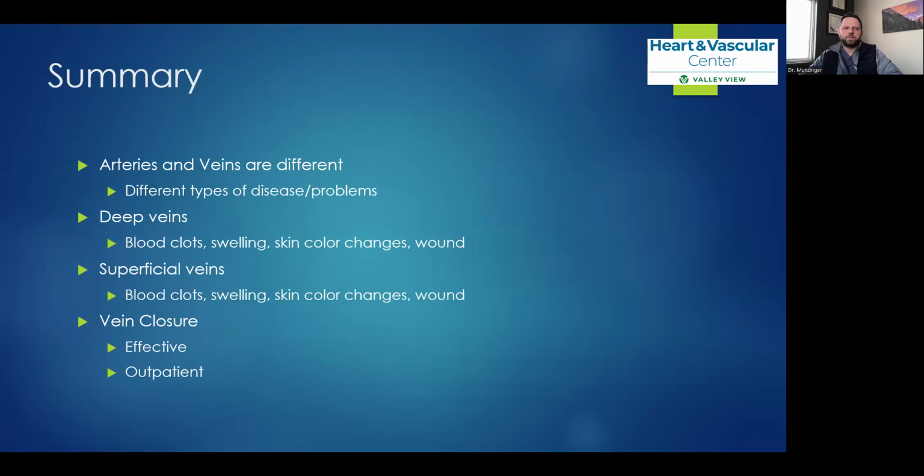So in summary, arteries and veins are different, and because of this, they develop different types of pathology or disease. The deep veins can develop blood clots, which can result in swelling, skin color changes, and wounds. Superficial veins can also develop blood clots, which can result in swelling, skin changes, and wounds or sores in the ankle that we discussed. And the treatment for these problems is different.